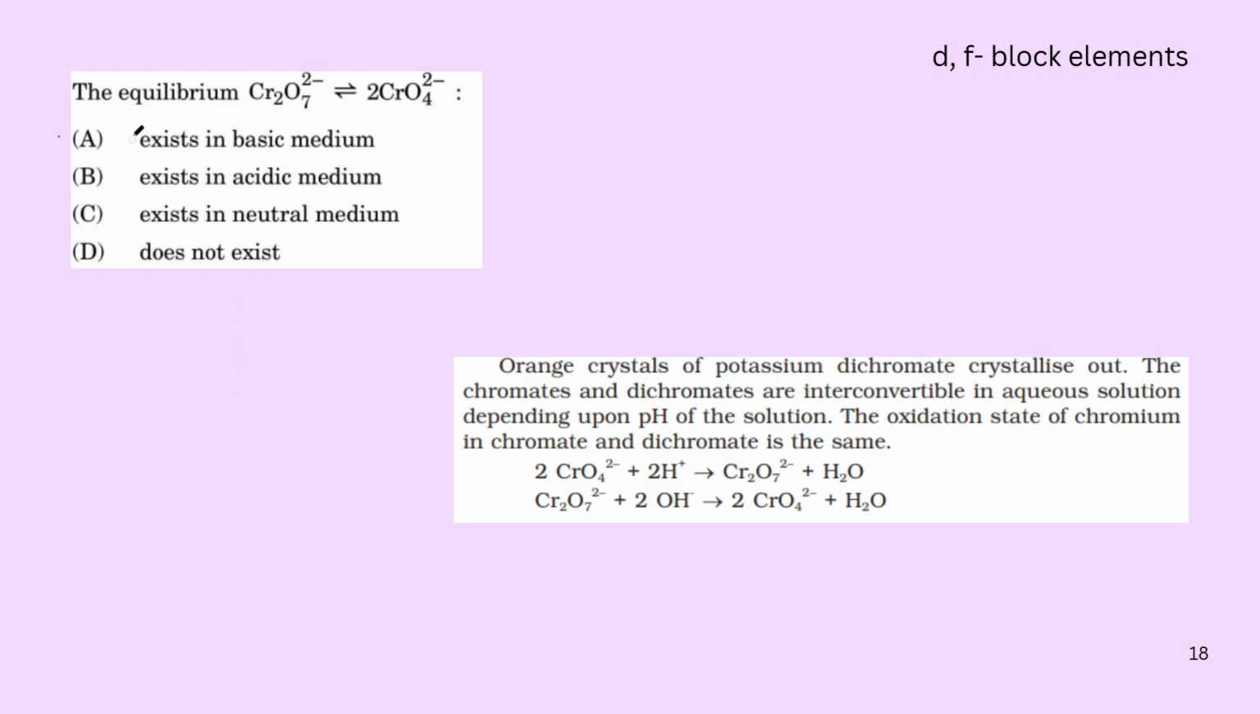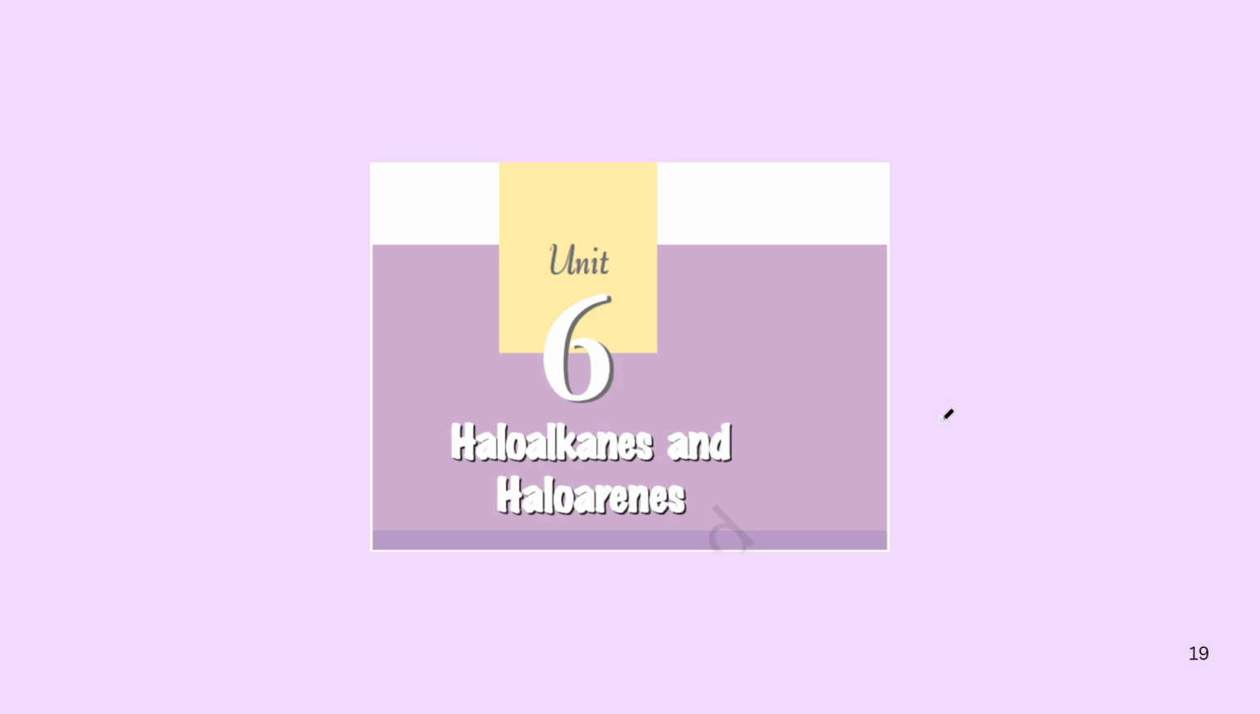The next question, again related to d and f block: the equilibrium so and so exists in which medium? This is under the concept of different oxides of the d block elements, where you learn about potassium dichromate and potassium permanganate. This is because you have Cr2O7, it's obviously about dichromate. In the basic medium, because of the presence of OH minus ions, this equilibrium exists. This is directly based off what is in your textbook related to potassium dichromate.